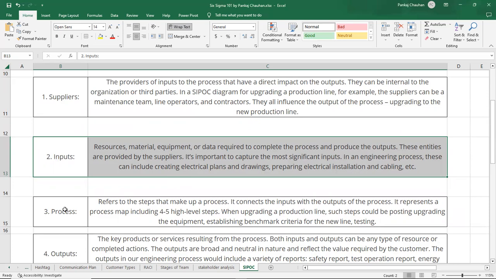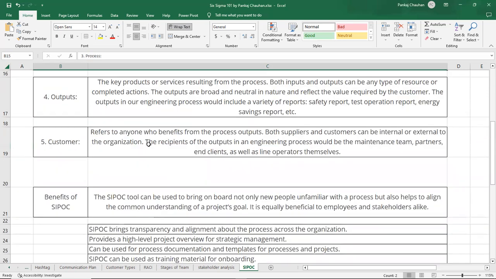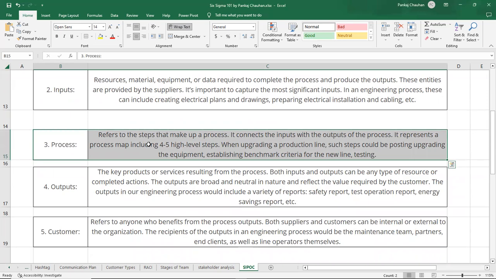Now the third and most important part comes as the process. Process means the sequence of activities which convert input into the output. It refers to the steps that make up a process, connecting the input with the output of the process, and this represents a process map including 4 or 5 maximum steps, very, very high level steps. When you are upgrading the production line, as an example, such steps could be posting, upgrading the equipment, establishing benchmark criteria for the new line testing.